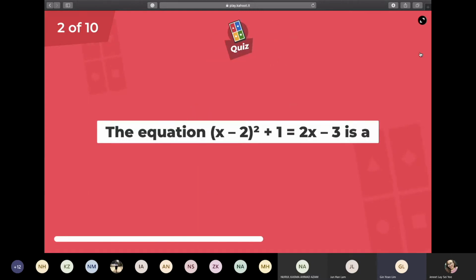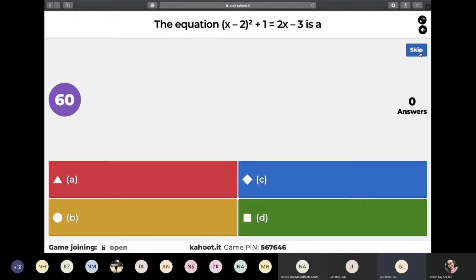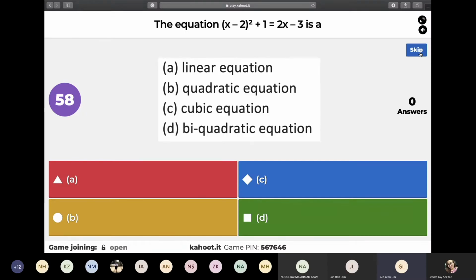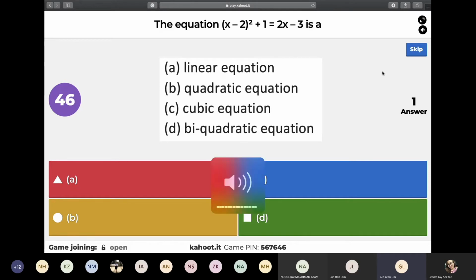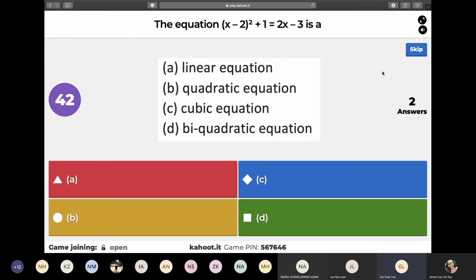So now question 2. The equation (x minus 2) squared plus 1 equals 2x minus 3 is: A, linear equation; B, quadratic equation; C, cubic equation; and D, biquadratic equation. So you can take out your pen and your paper to write out and try the question to see which of the following is the equation there.